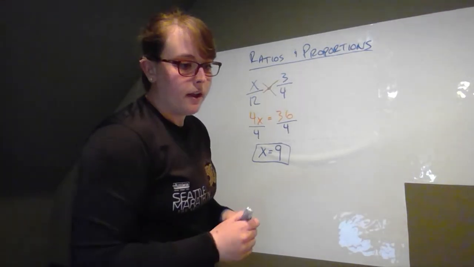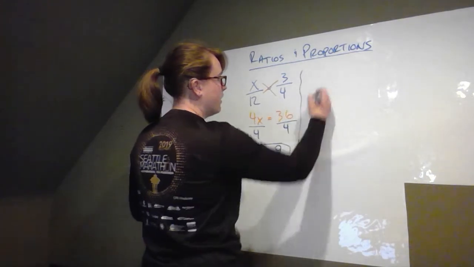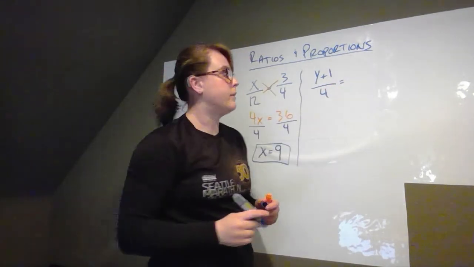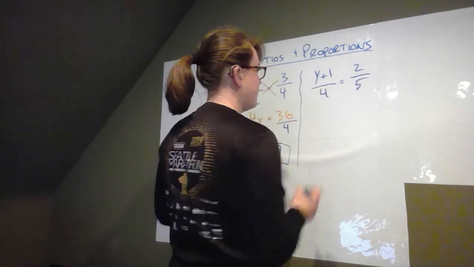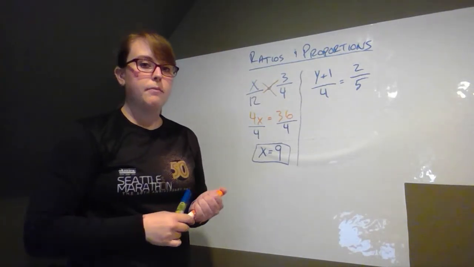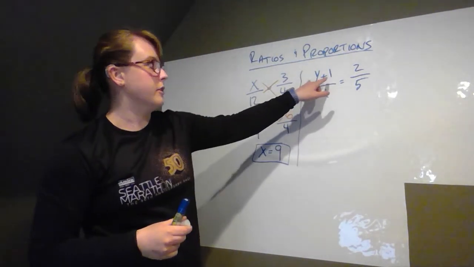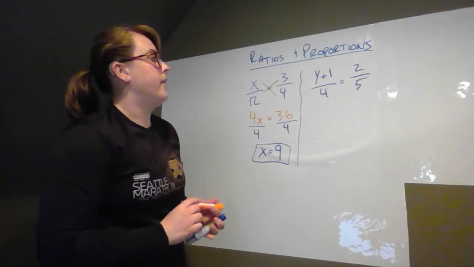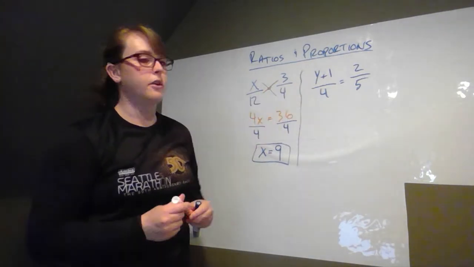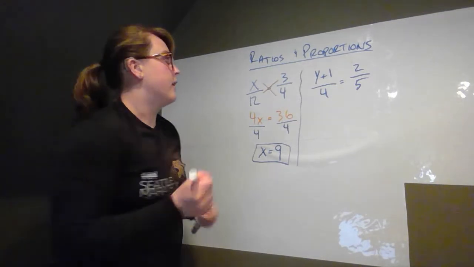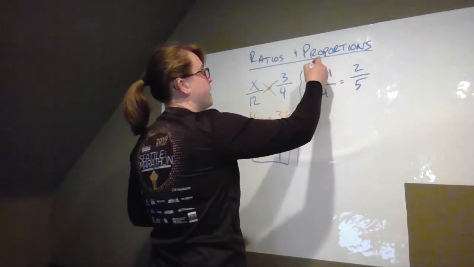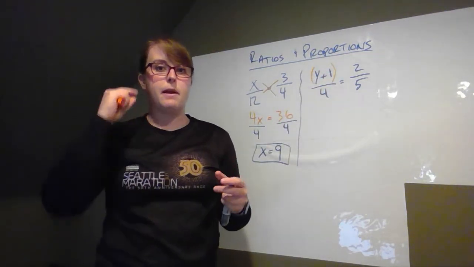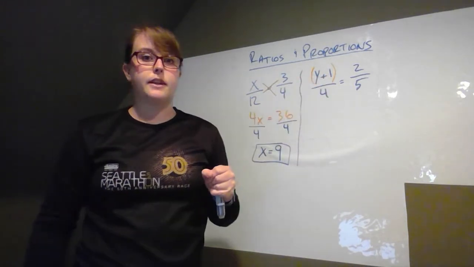Actually, I'll leave that one there. Our second example, we're going to have y plus 1 over 4 equals 2/5. Okay, so sometimes you'll see ones that have a little bit more complicated expression on the top or on the bottom. And in this case, when you have more than one term as part of your ratio on one side, before we cross multiply, I'm going to make sure I put parentheses around that so that they stay together, so that in my mind I remember these two things are going to stick together.